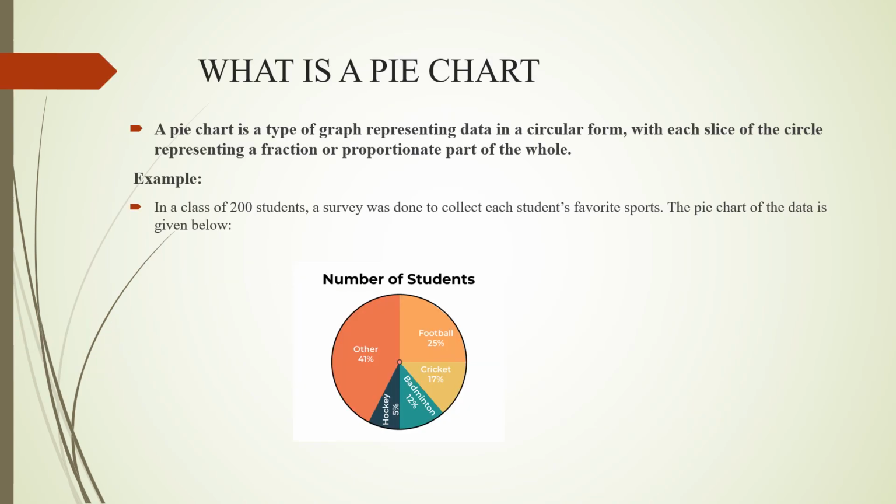What is a pie chart? It's a type of graph representing data in a circular form, with each slice of the circle representing a fraction or proportionate part of the whole. In this example pie chart, the pie chart represents the number of students in a class as a whole, and the parts represent the favorite sports of a particular group of students.